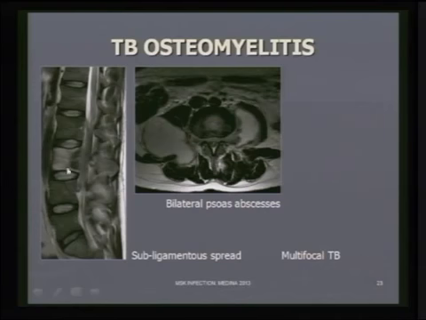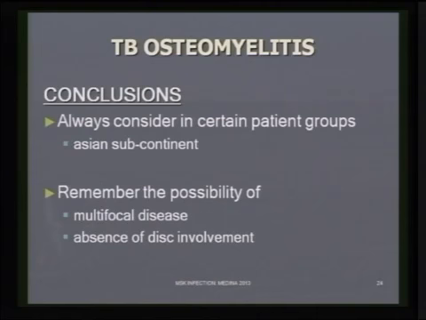Again, note that the discs are completely normal and the end plates are intact. And then on the axial and coronal images, we demonstrated these large psoas abscesses, which really gave the game away. And this is an example of multifocal tuberculous osteomyelitis presenting with what we thought was metastatic disease.